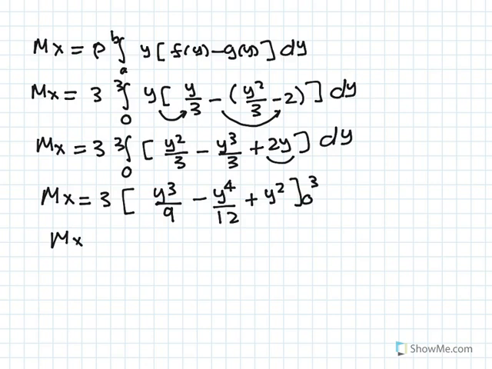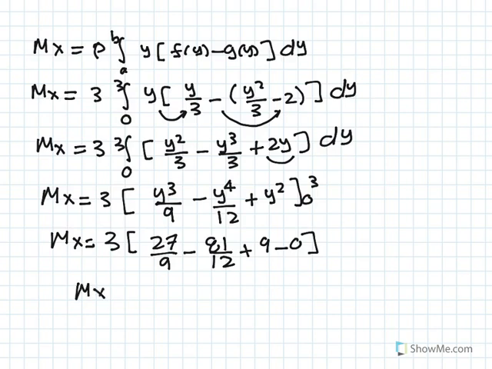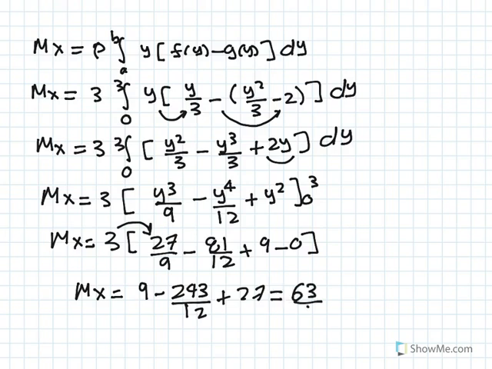So the moment with respect to the x-axis is equal to 3 times, put the upper limit in, we get 27 over 9, minus 3 to the 4th, that's 9 times 9, 81, divided by 12, plus 3 squared is 9, minus 0. I should say if we add up the fractions, we get 9 minus 243 divided by 12 plus 27. Multiplying this 3 through and simplifying, adding and subtracting these fractions, we get 63 divided by 4. And if we decimalize this, we get 15.75 for the moment with respect to the x-axis.